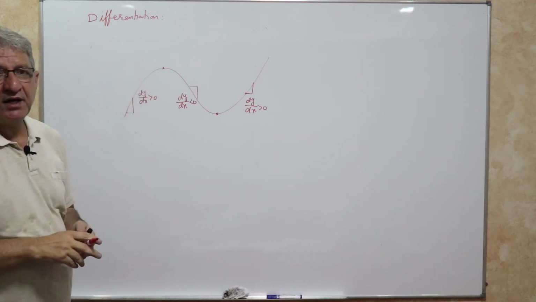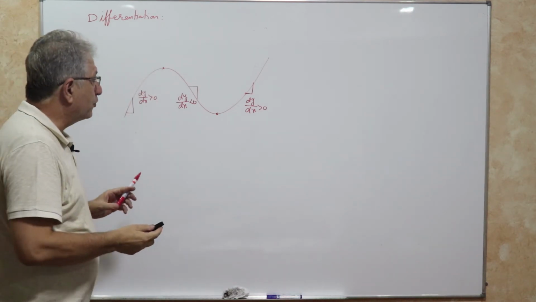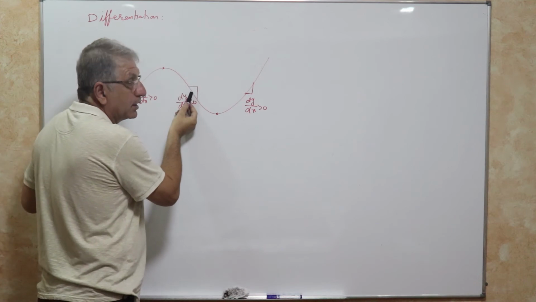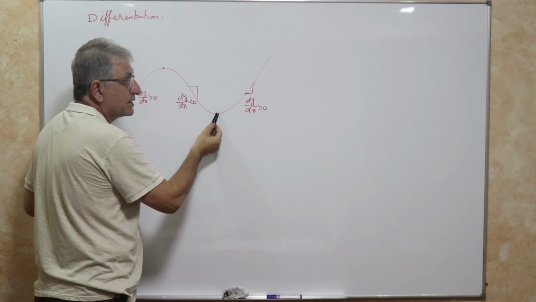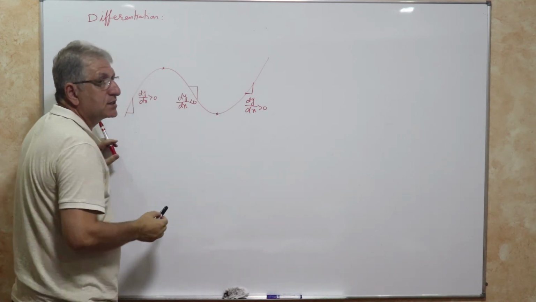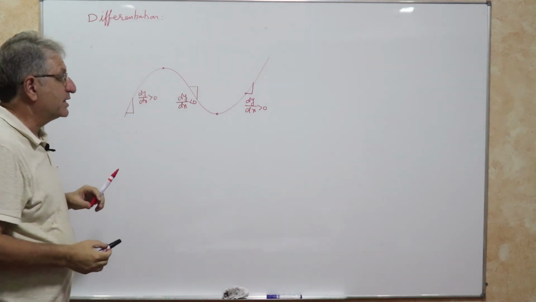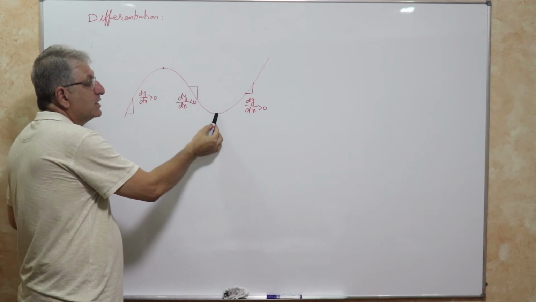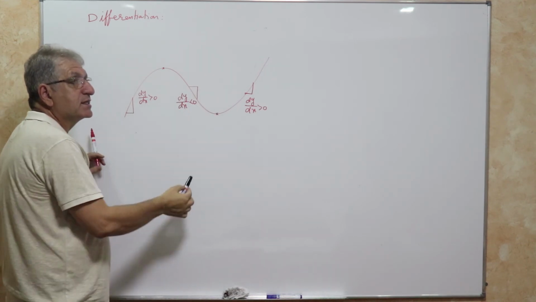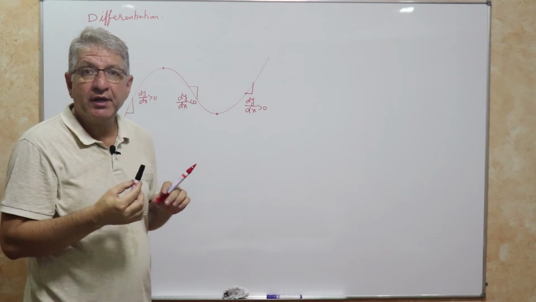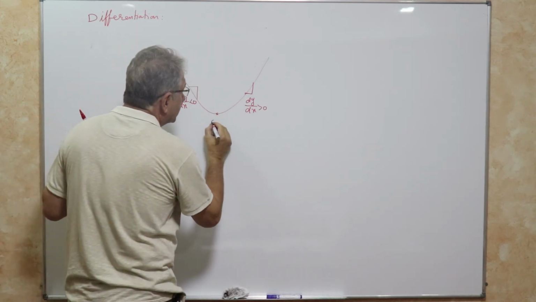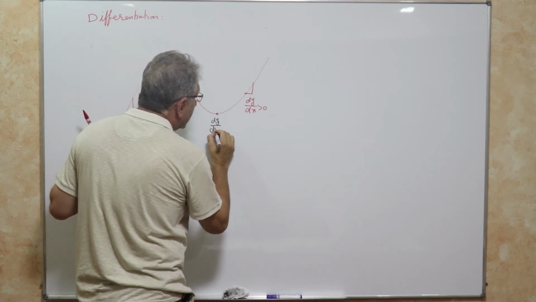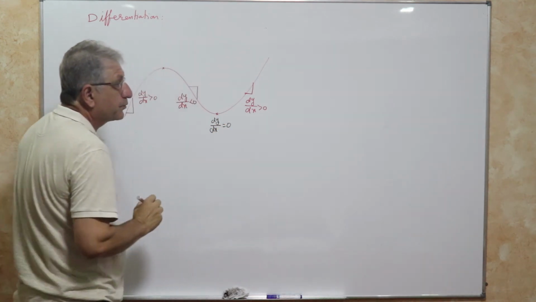Now, I always give an example of a marble. If you put a marble here, it rolls and comes down here. If you put it here, again, the same thing happens. But if you put it here, it doesn't move. That's why we call this a stationary point. Why is it a stationary point? Because there is no gradient. Gradient is 0. Therefore, at this point, dy by dx is 0.